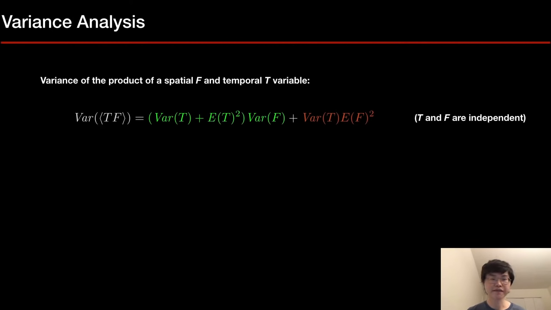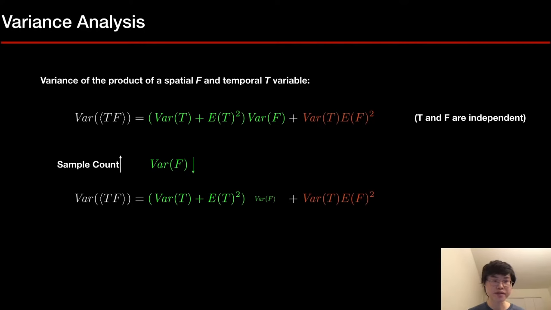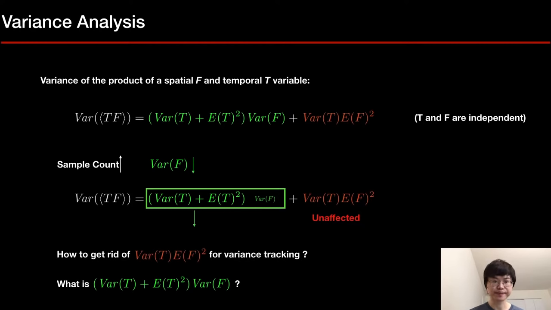For a spatial variable f and another temporal variable t, the variance of the Monte Carlo sampling of their product can be decomposed into two terms, where t and f are independent. As we know, when the total sample count increases at each sampling time, the variance of f decreases. It reduces the total variance of the green term. However, no matter how many samples are used, the second term is not affected. So, how to get rid of the second term for variance tracking? And what is the first term? If you have read the paper, it is the variance of the control variate residue. We can track that directly.